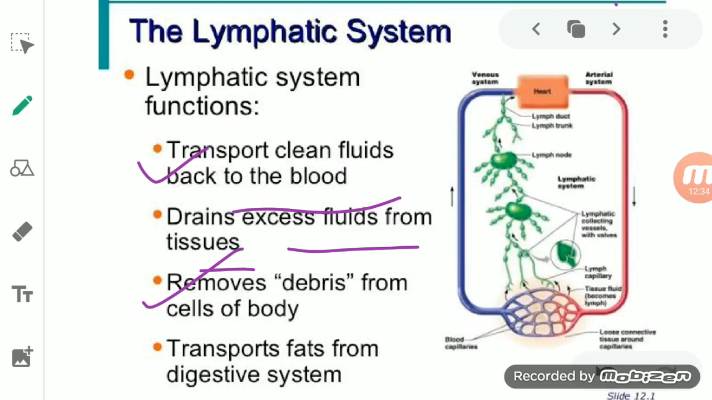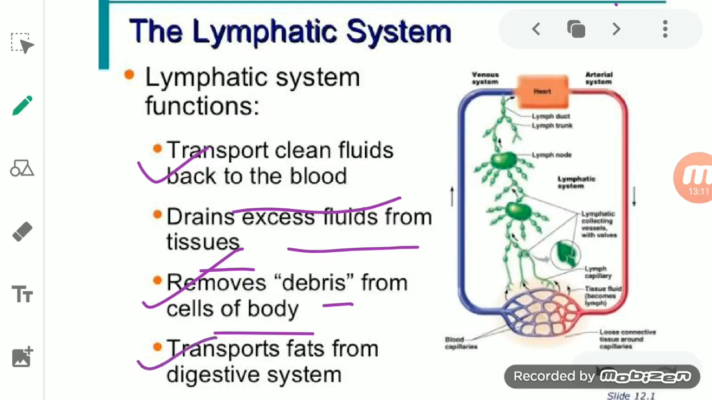Since it consists of a lot of WBCs, being loaded with WBCs such as lymphocytes, the lymph protects the body against infections. So it forms an immune system of the body. We can say that lymph helps in protecting the body from any kind of infection. So it helps in removing the debris from the cells of the body, thus protecting the body, and thus it forms a defense or an immune system of the body.